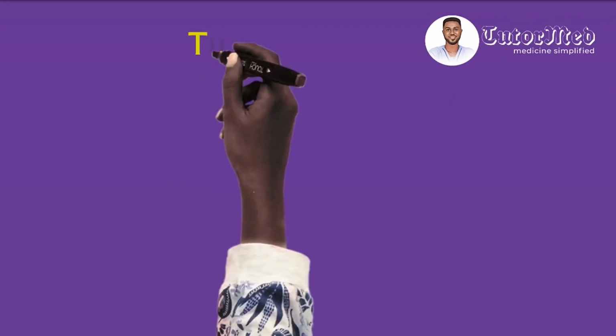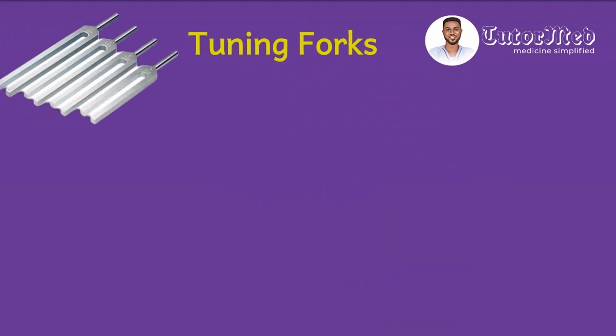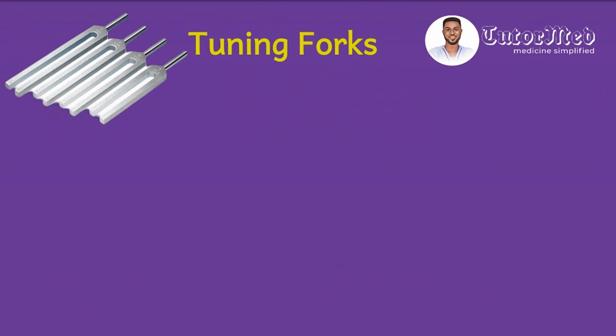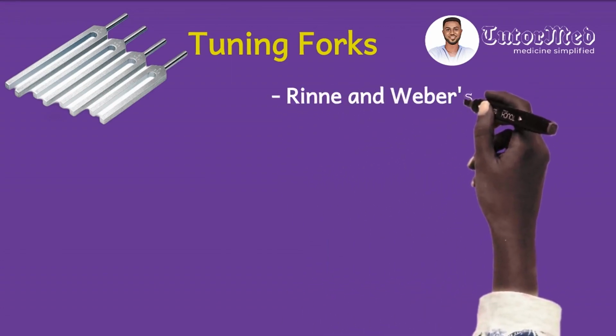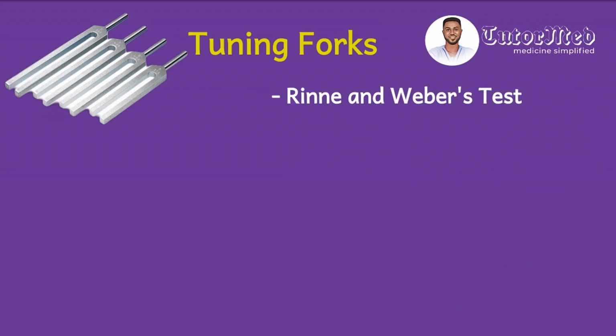And so next, we have the tuning forks, which can come in varying frequencies. We have the 128 Hz tuning fork, the 256 Hz tuning fork, and then the 512 Hz tuning fork. Its uses: it is used in the Rinne and then Weber's test. These two tests are used to assess the hearing loss of a patient. Together, they can tell whether the patient has a conductive hearing loss or a sensorineural hearing loss.